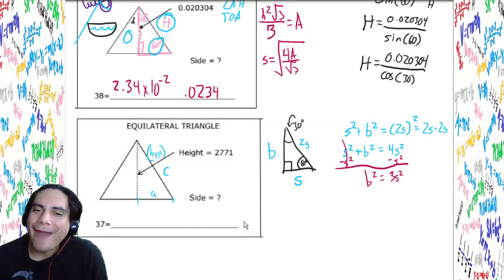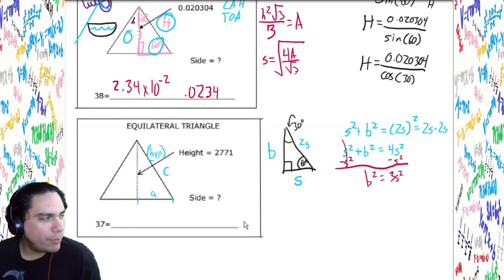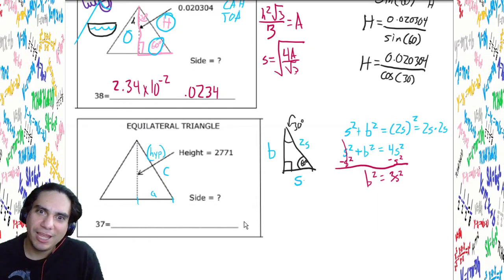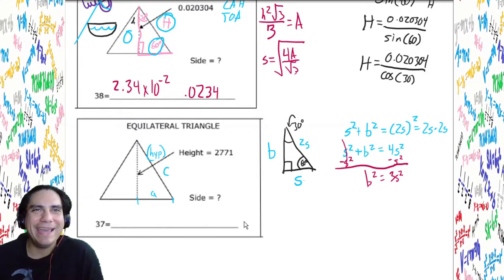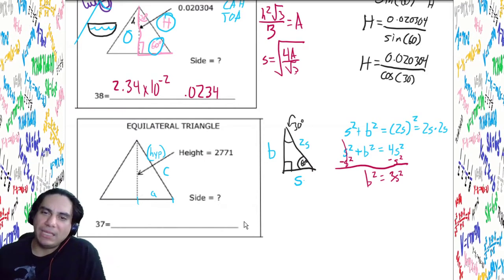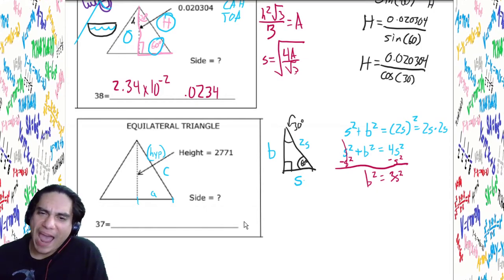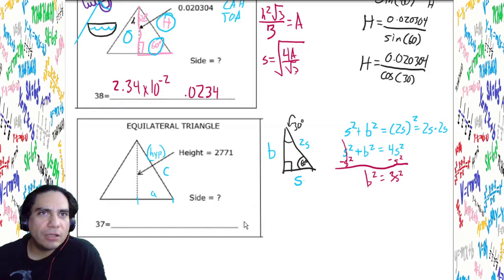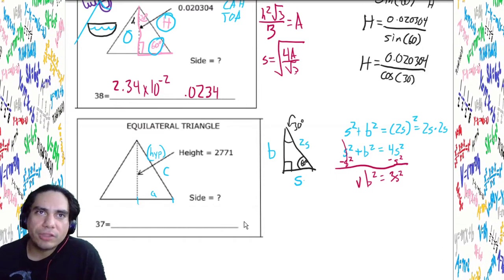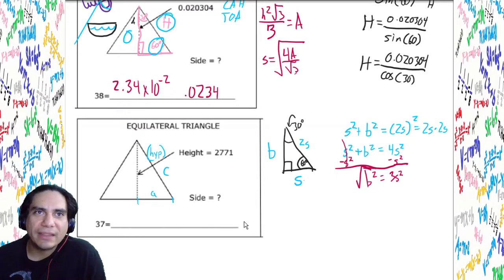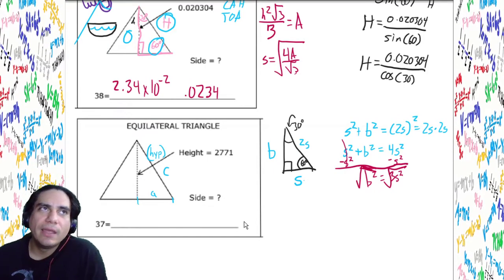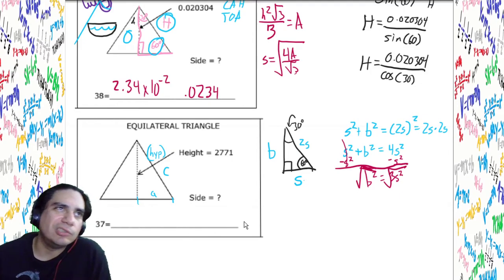All right, all right, all right. Now, we don't want B squared, though. What we want is that B, or really that missing side, which is the height, the medium, the longer leg right here. Well, what do we got to do? We don't want that B squared. We want to square root that thing. Whatever we do to the left, we do to the right.